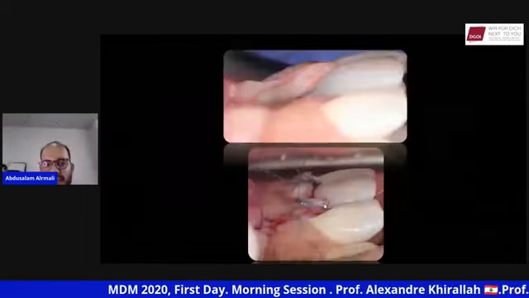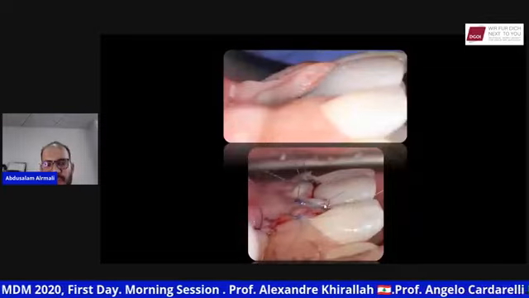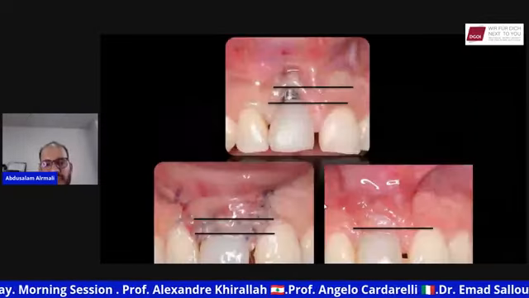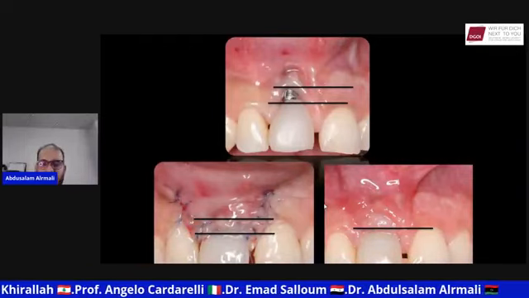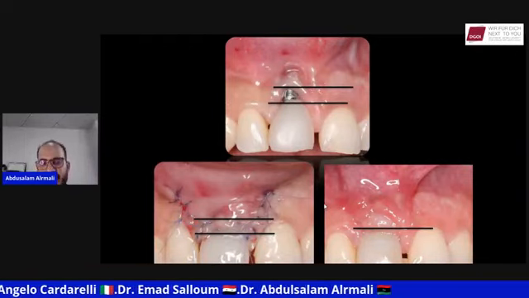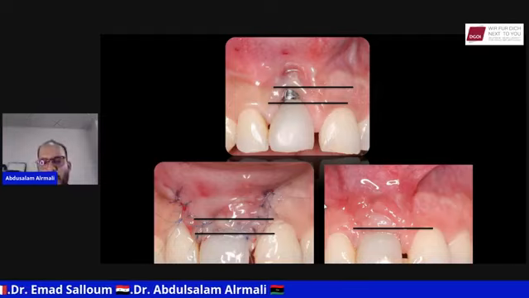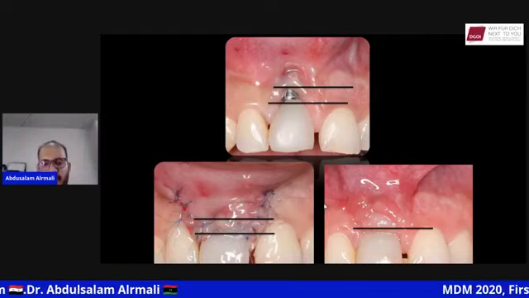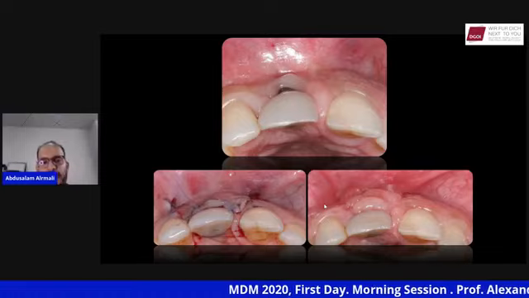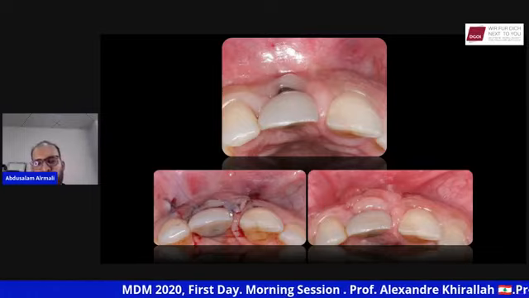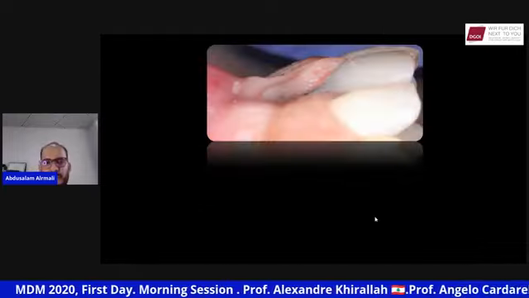This is the immediate result in the lateral view, and this is 1 week after, and this is 2 weeks. This is still not mature soft tissue, but we get the same zenith as the natural teeth. There is a little scar. We were waiting for more soft tissue maturation with time. Okay, this is the preoperative, and this is the immediate postoperative, and this is 2 months later.